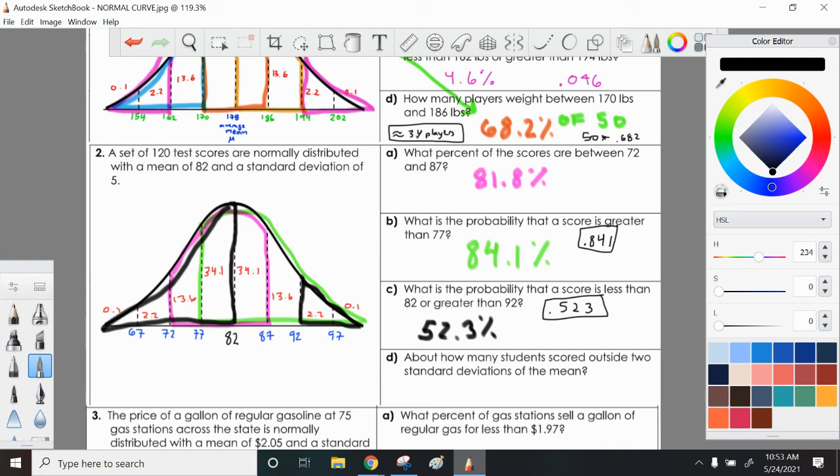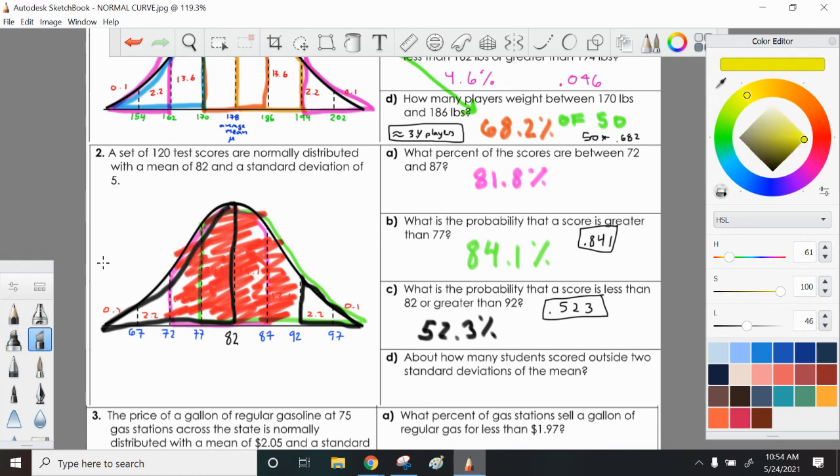And then for the last question, about how many students scored outside 2 standard deviations of the mean. This is going to require you to really understand the lingo of what we're talking about today. The mean is in the middle. The standard deviations are the little jumps. So they're talking about not in the middle, not out one more. They're talking about only outside the middle 2. So what they want is this and this. We've already calculated that up here for this purple question. Outside of 2 standard deviations, that would be 4.6%. We've already calculated that.